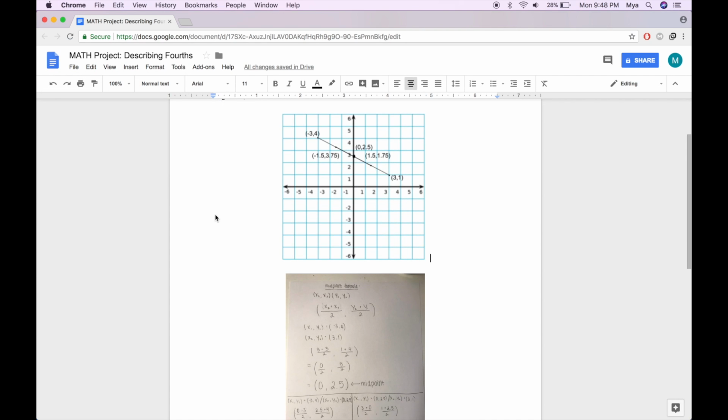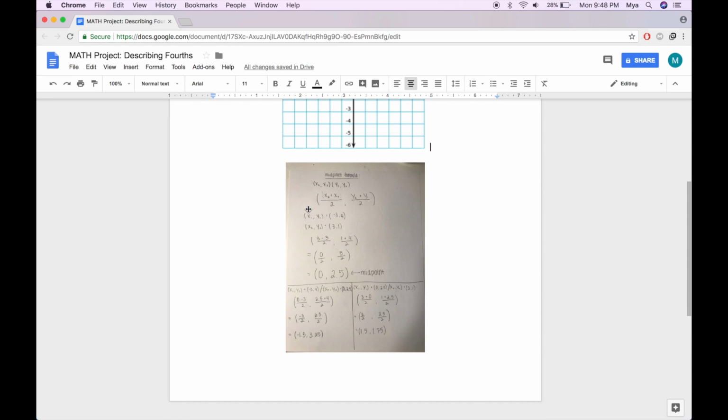So on my coordinate plane, my endpoints are (-3, 4) and (3, 1). And to find the midpoint of this line segment, I use the midpoint equation. So you would add x sub 2 and x sub 1 and divide it by 2, comma, y sub 2 plus y sub 1 over 2.